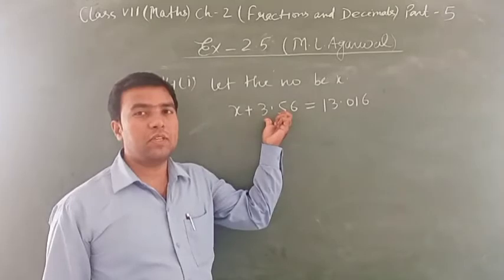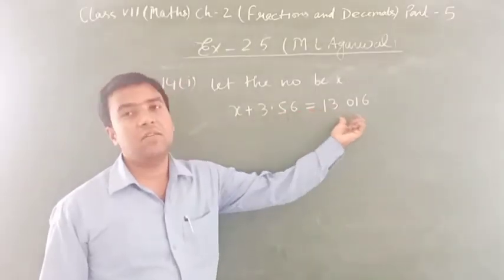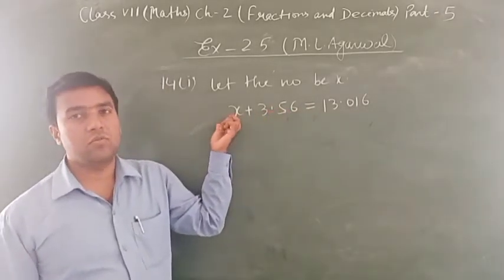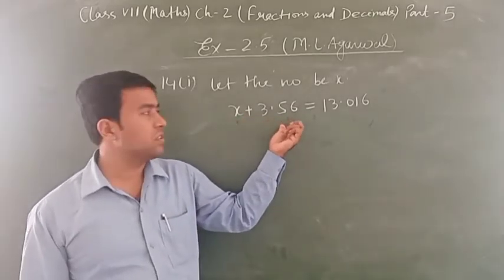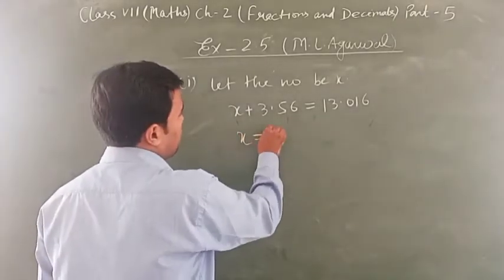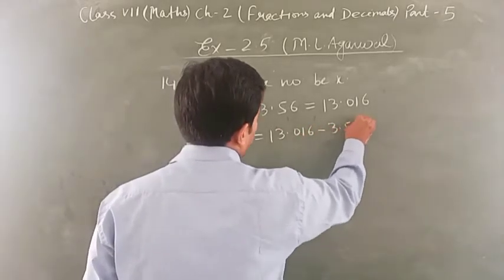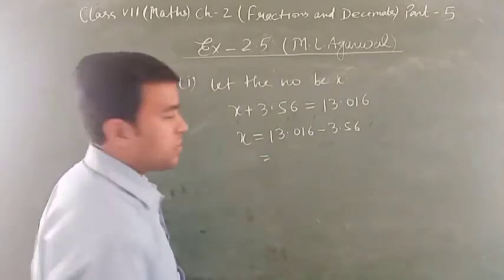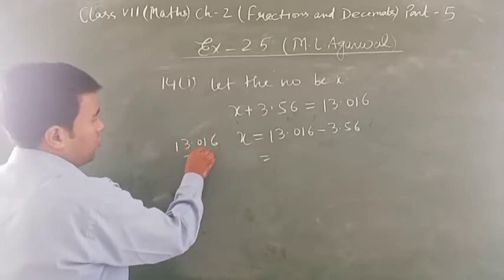What number should be added to 3.56 to give 13.016? X should be added. Let the number be x. Clear? x plus 3.56 equal to 13.016. Then x equal to 13.016 minus 3.56. Clear? Now do the subtraction: 13.016, 3.56.